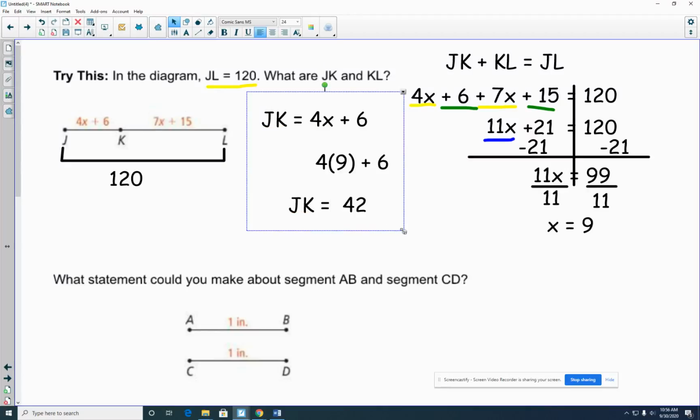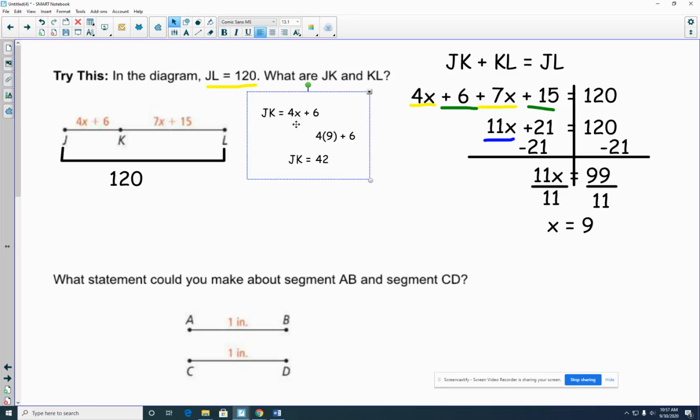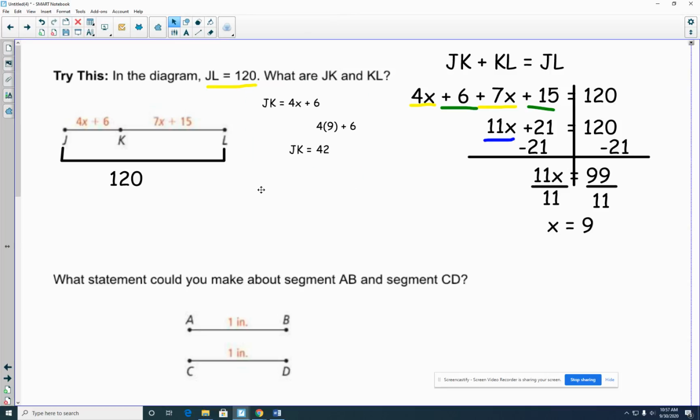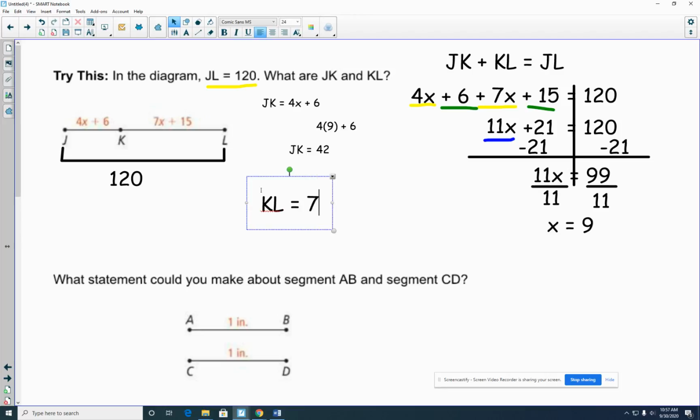Make this a little bit smaller. Perfect. And then down here, we need KL, and KL is equal to 7x plus 15. So 7x plus 15, wherever I see x, I'm going to substitute in a 9. So we have 7 times 9 plus 15, right? So that's 63 plus 15, which is going to be 78.